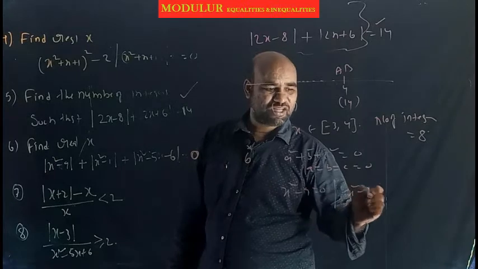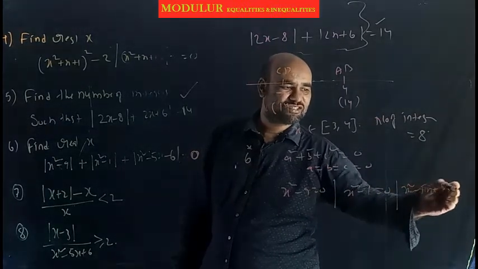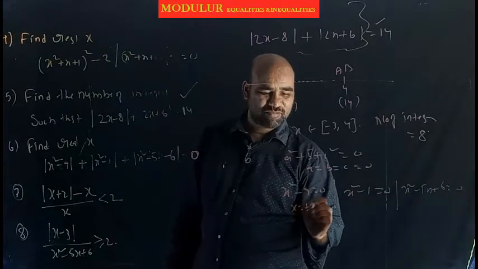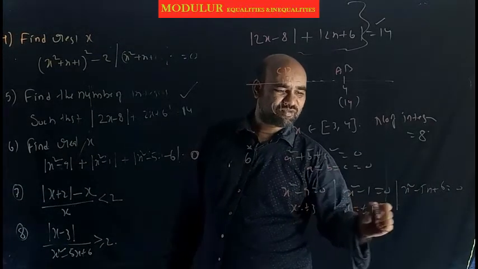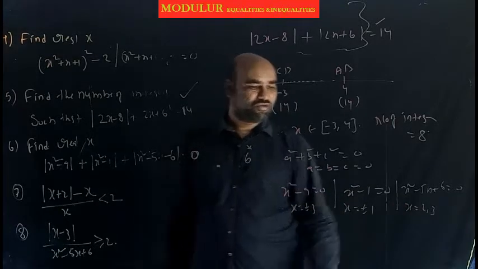X square minus 1 equal to 0. X square minus 5x plus 6 equal to 0. X is equal to plus or minus 3. X is equal to plus or minus 1. X equal to 2 and 3. No common.